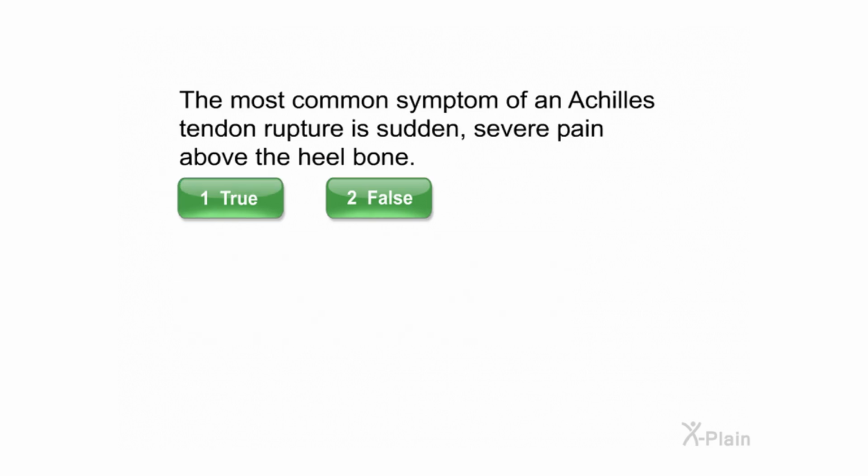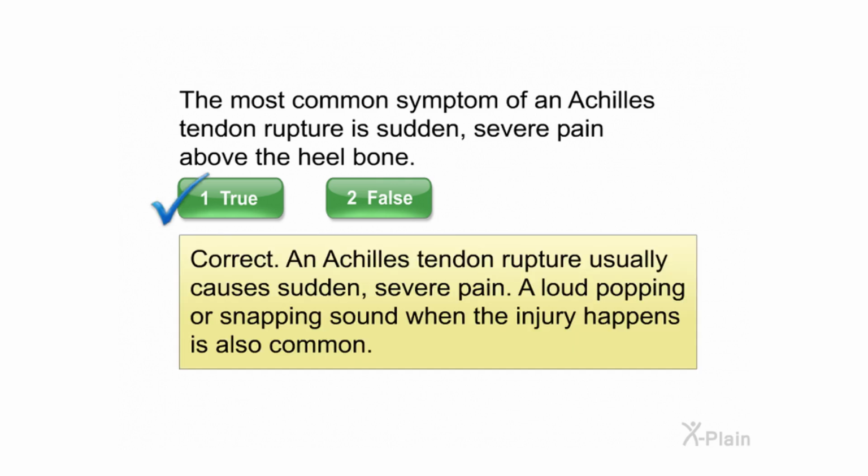The most common symptom of an Achilles tendon rupture is sudden, severe pain above the heel bone. Select true or false. Correct. An Achilles tendon rupture usually causes sudden, severe pain. A loud popping or snapping sound when the injury happens is also common.